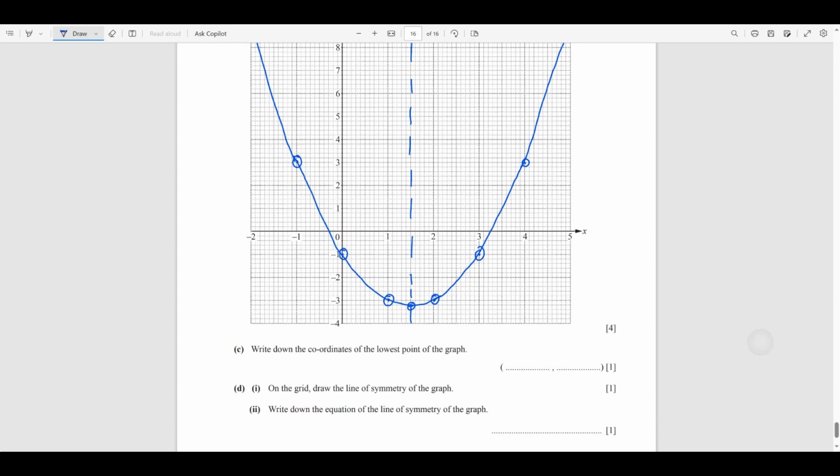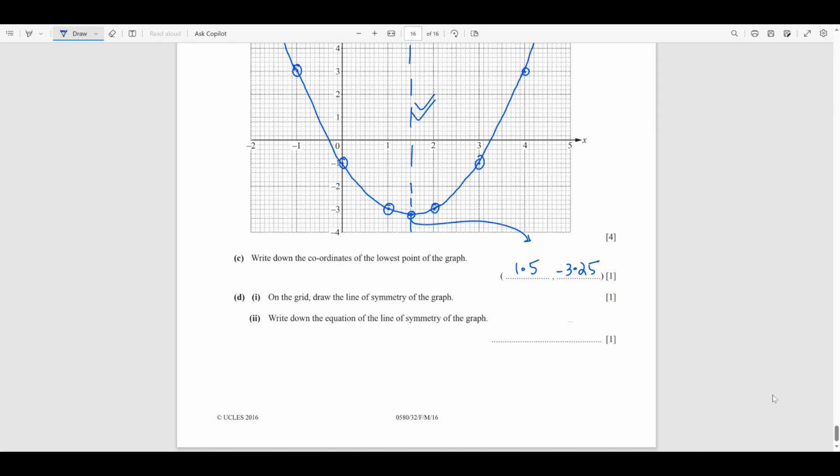Write down the coordinates of the lowest point. So this is the lowest point on my graph, which we just calculated. When x is 1.5, the value of y has to be negative 3.25. And then on the grid, draw the line of symmetry, already drawn. I just drew it to explain it to you. So this is the line of symmetry. And in part 2, write down the equation of the line of symmetry. So it has to be x is equal to 1.5.